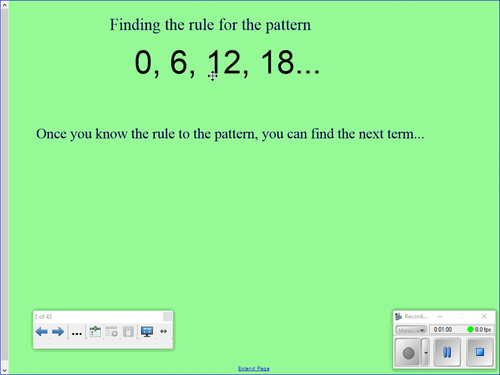So if we go back to this, our pattern is just these numbers in order, a series of numbers. This would be the first term, the 0 would be the second term, the 6 would be the third term, the 12 would be the third term, and 18 would be the fourth term, and so on. So the rule, you could see, is adding 6, but we always write our rules with a variable, a letter, and then the operation. So the rule for this pattern is n plus 6.